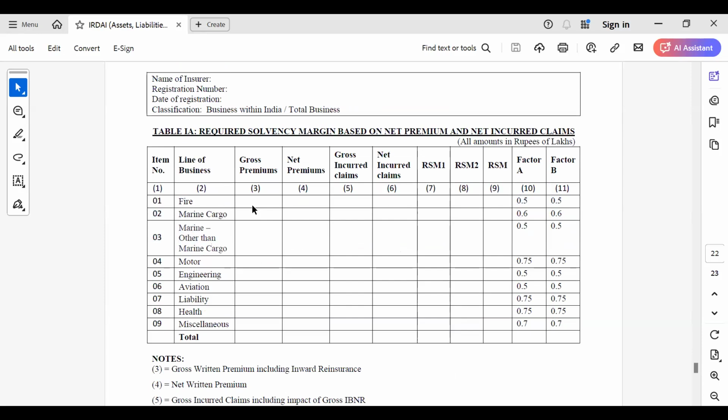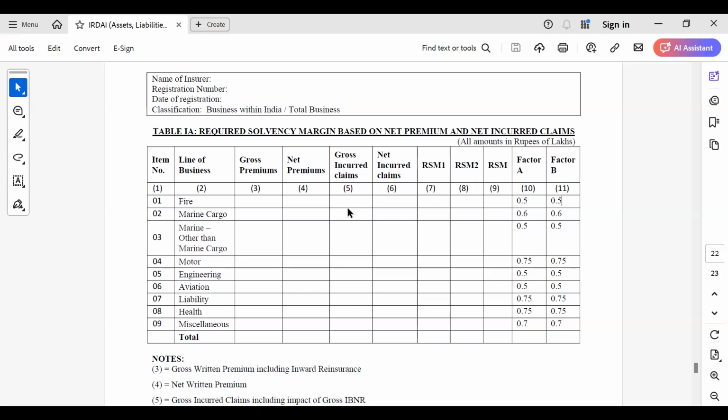Then we'll calculate factored gross premium. We'll take the gross premium here. There are factors mentioned against each LOB. So we'll multiply the gross premium with the factor. So it will be factored gross premium and net premium. Whichever is higher, 20% of the factored gross premium or net premium, whichever is higher, will be the RSM1.